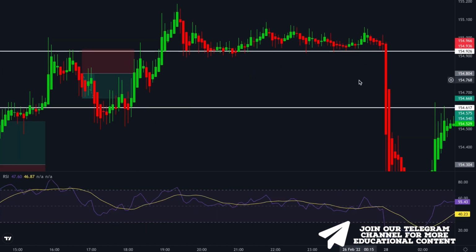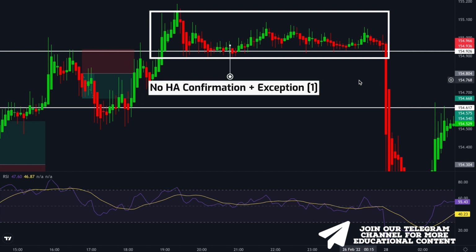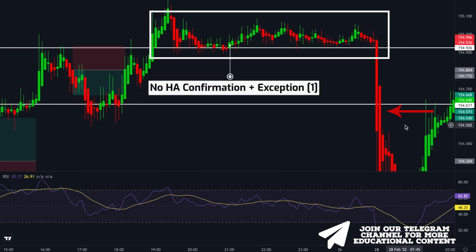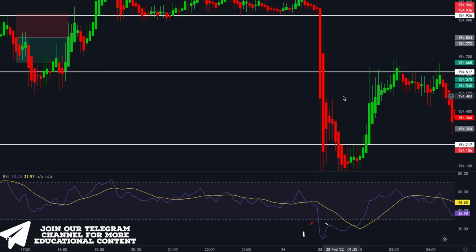So we have another setup right here. The RSI is overbought, and as you can see, the RSI line then dropped below the SMA. However, at this point, we failed to receive a Heikin Ashi confirmation, which is why we should skip this trade. Only on this drastic drop do we receive a Heikin Ashi momentum confirmation. But as you can see, at this point the RSI is oversold, which is why we should start to look for long trades.